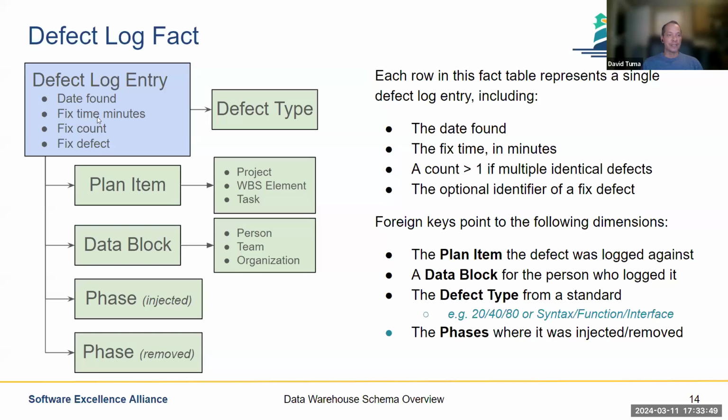And then finally, there are two different columns in this defect log table. One column holds a foreign key to the phase table where the defect was injected, and one holds the phase it was removed, the process phase. Okay.